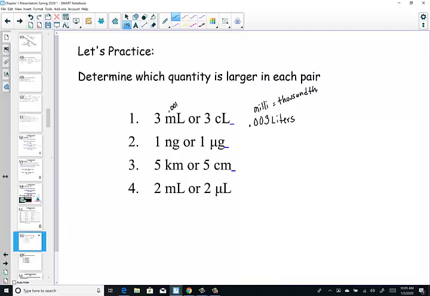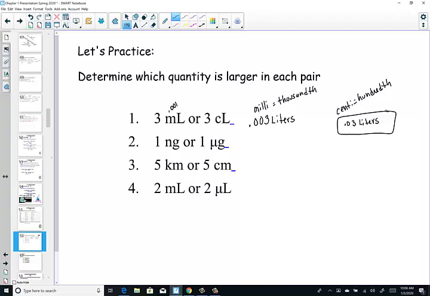And then I have 3 centiliters. Centi represents a hundredth, and if I were to write that out, a hundredth would have this particular look. When I write those out in decimal form, it's easier for us to see which one is the larger unit. Is a hundredth larger than a thousandth? And the answer is yes, absolutely. So a centiliter is larger than a milliliter.